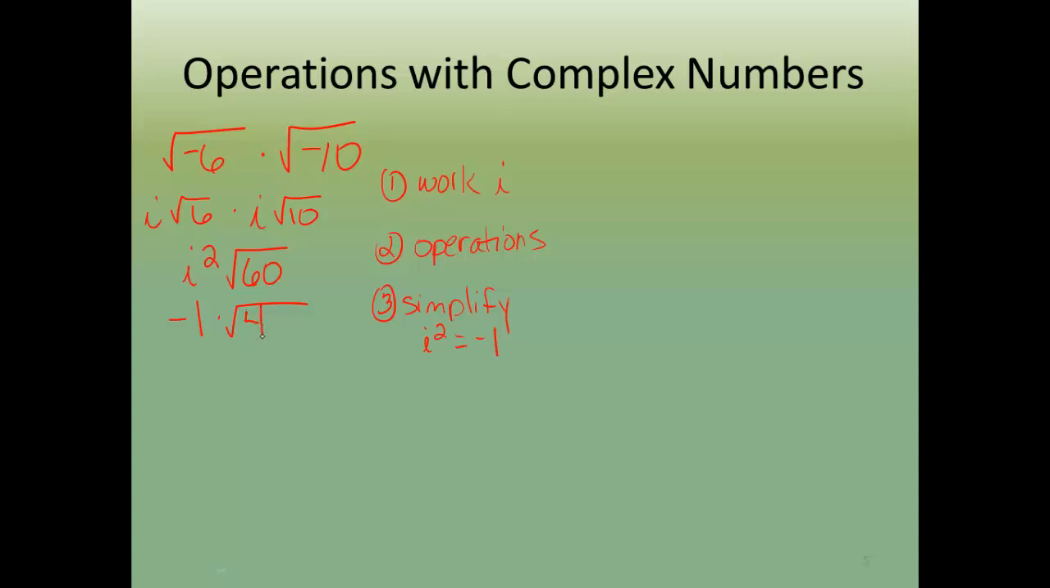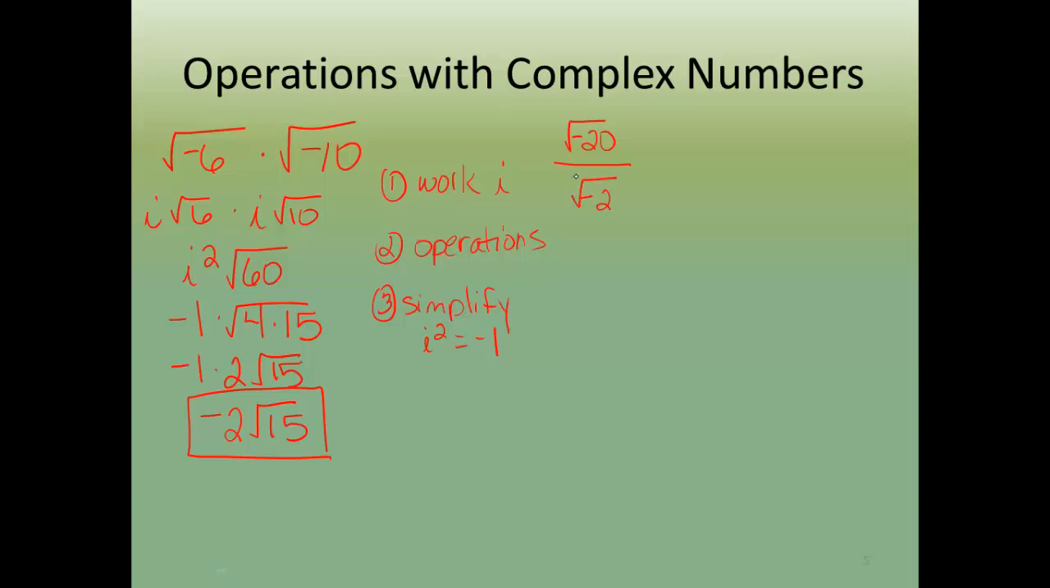The square root of 60 is the square root of 4 times 15. The square root of 4 is 2. I'm left over with the square root of 15. And then negative 1 times 2 is negative 2. Square root of 15.